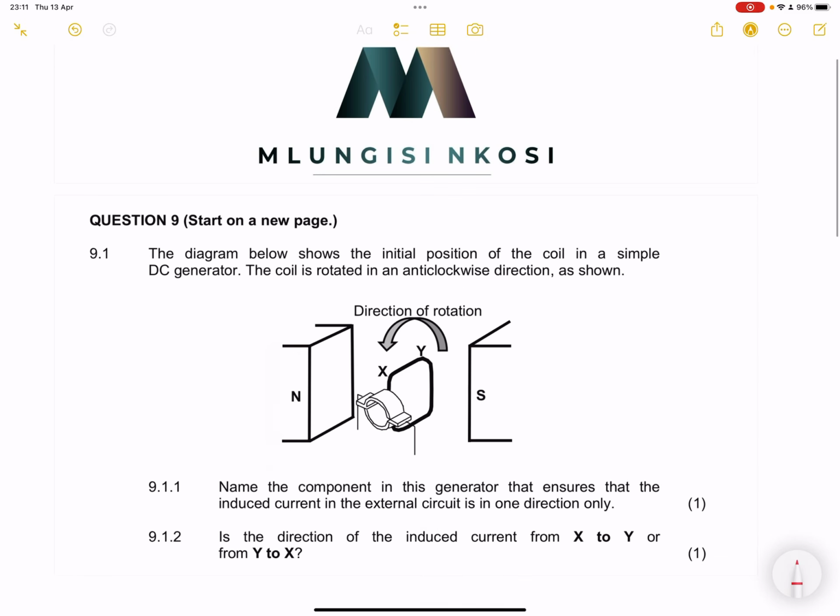Good day, everyone. And once again, we're back together and we're still continuing with that November 2022 exam.